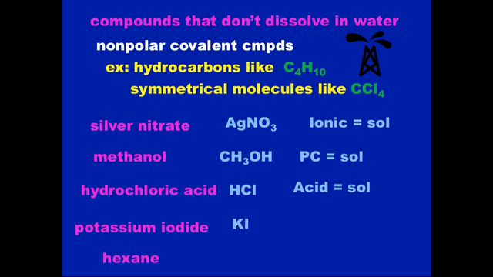Potassium iodide is KI. That's a metal with a nonmetal, so that's ionic, so it will be soluble. And hexane, if we look that up, is C6H14. I have C's and H's, but no oxygens involved. So that's going to be nonpolar covalent, so that will not dissolve in water. That is insoluble.